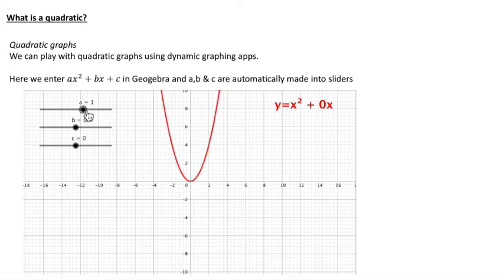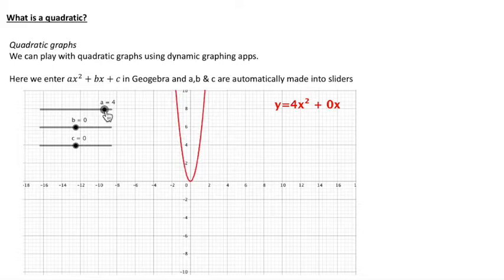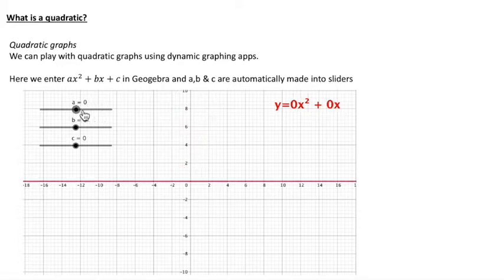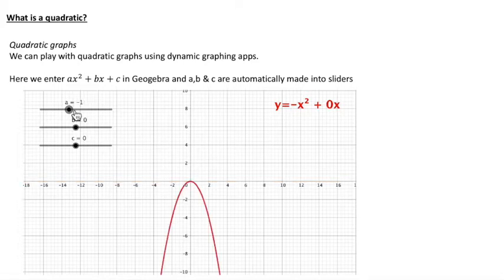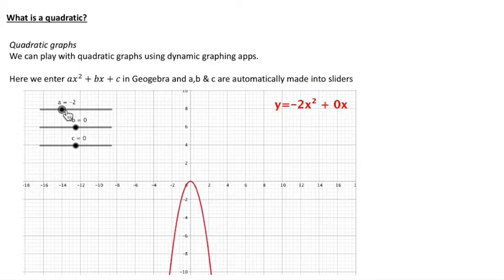So if we slide a up, we can see it gets sharper and sharper, but it's still a sort of cup shape, or a U, sometimes people think of it as. If we go to 0, we just have y equals 0. But then if we go negative, then we have the upside down shape, or the cap, or sometimes people call it an N shape. And again, if we get more negative, similarly to the positive, it gets sharper.